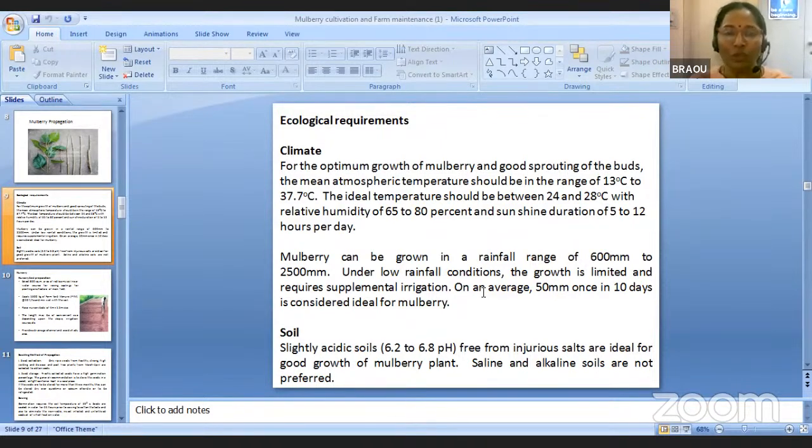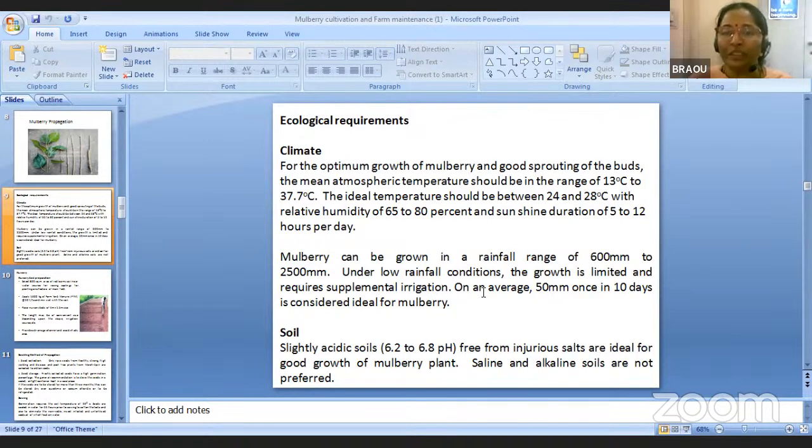of water they need, and what soil condition it should have. Here mulberry has its own type of soil conditions. What is their climate? For example, optimum growth of the mulberry and good sprouting need a temperature ranging from around 13 degrees to 37 degrees centigrade.